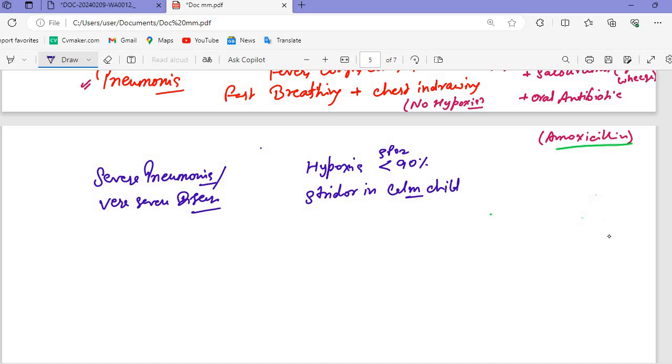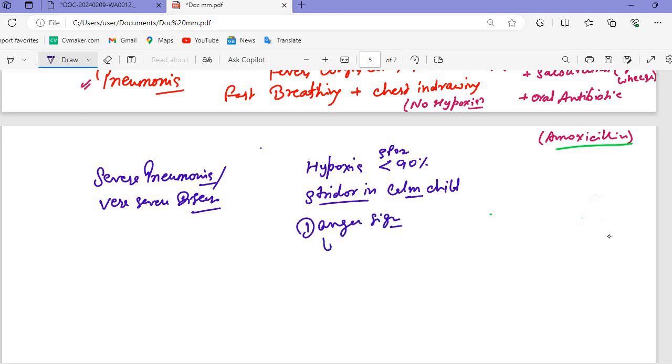If I am taking something like inspiratory stridor, this is the inspiratory stridor. We are taking the sound, this whistling sound that will be heard during inspiration. That is what stridor is. So there is a stridor in a calm child, and we can have some other danger signs. What are the danger signs we have?